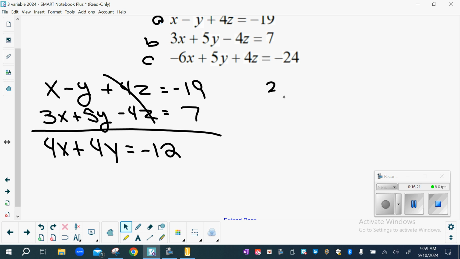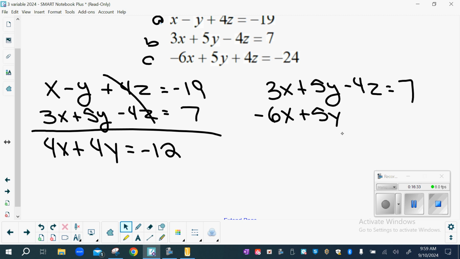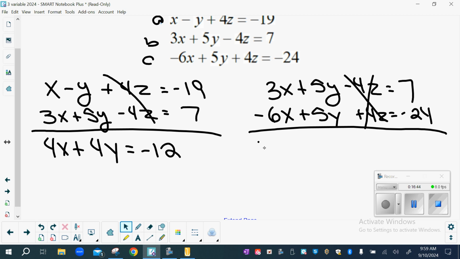So here we go. 3x plus 5y minus 4z equals 7. Negative 6x plus 5y plus 4z equals negative 24. Nice and clean. Those go away. It looks like I'm going to get negative 3x plus 10y equals 17. Negative 17? 18? No, 17. Am I good? Is that right? How does it look?